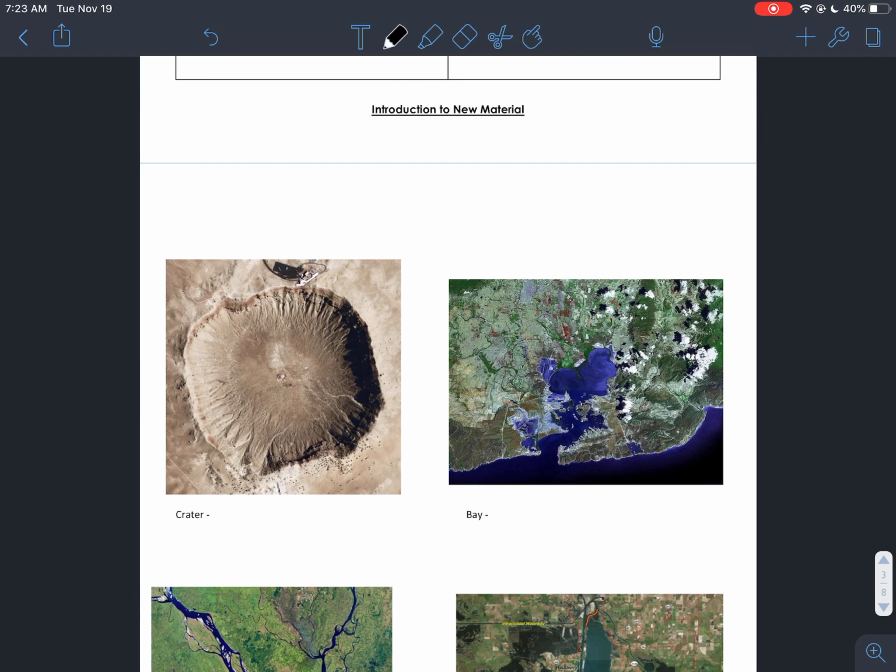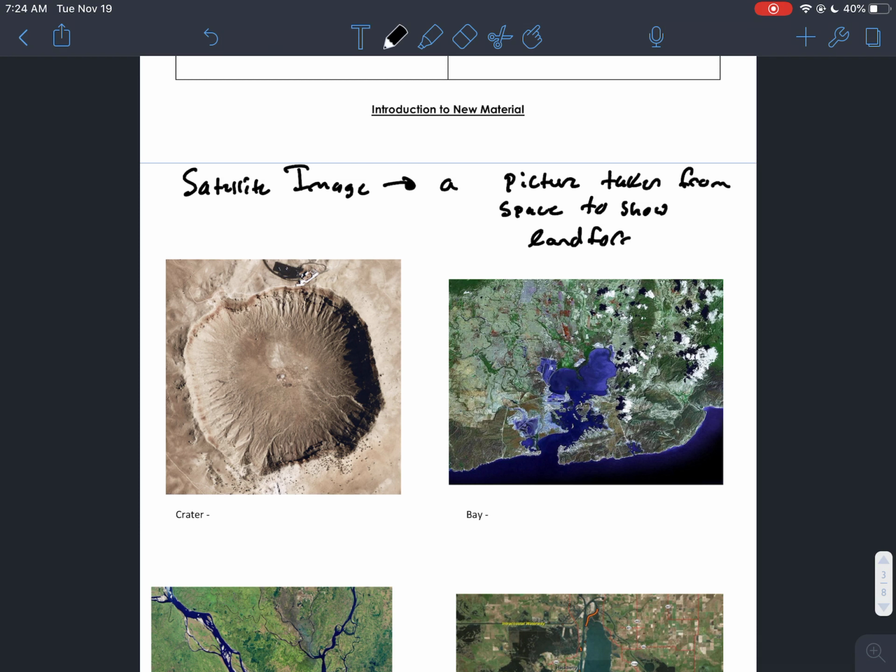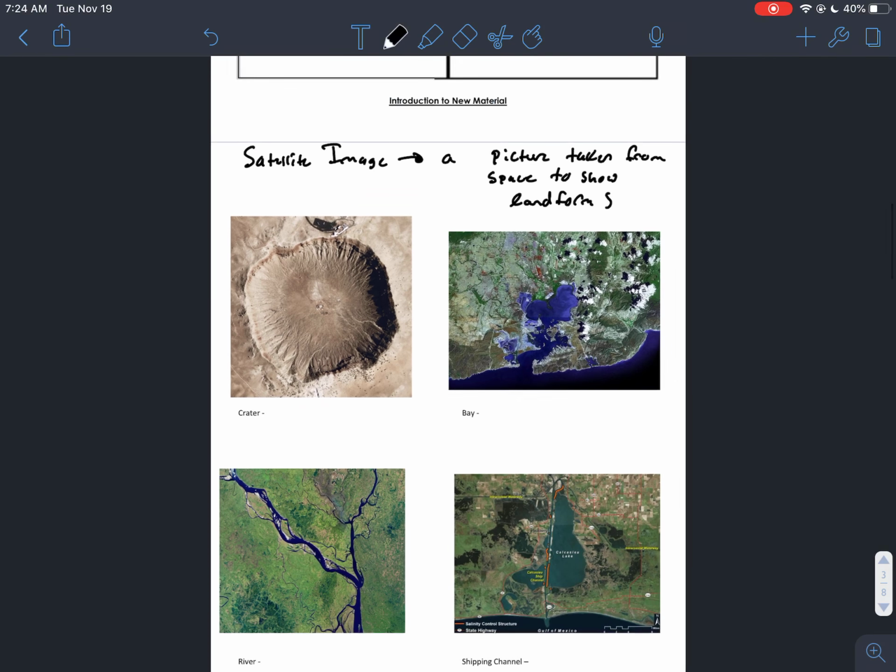So today we're talking about satellite images. I want you to come up here and write satellite image. I think y'all already know that satellites are in space, so we are going to write a picture taken from space. These are really big pictures, so you can't see little things like human beings and animals, but you can see big things like landforms. So we're going to write picture taken from space to show landforms. They're way up in space. They take this picture, and then we can see big things like mountains, craters, valleys.